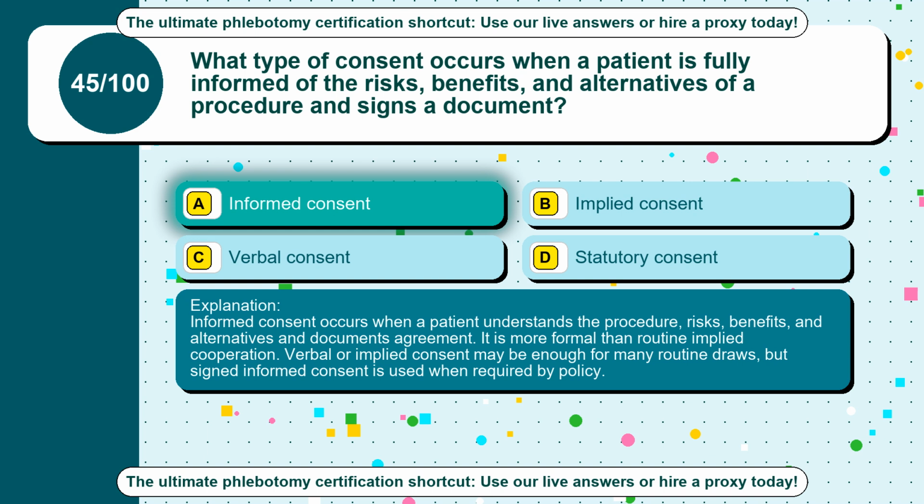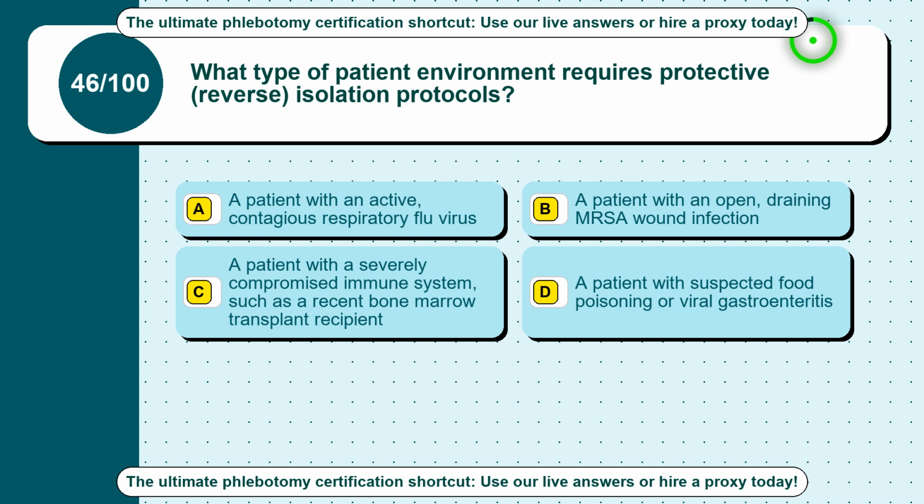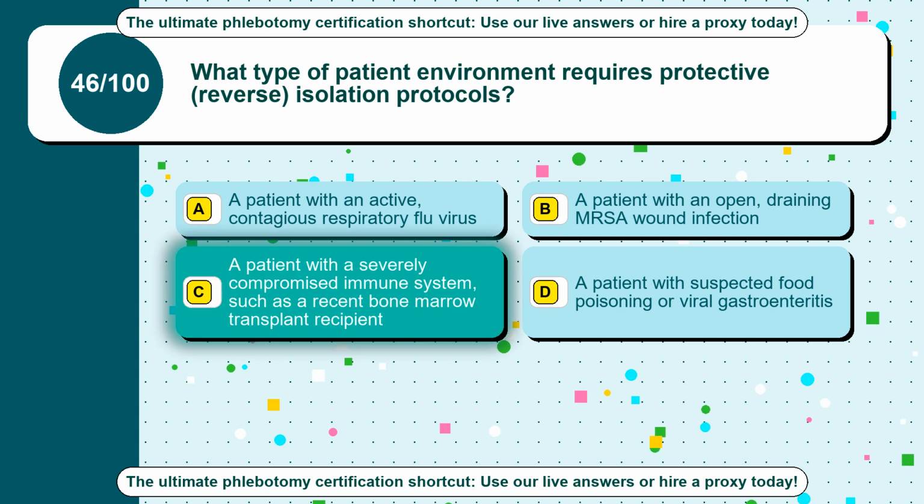Question 46. What type of patient environment requires protective, reverse isolation protocols? Option A, a patient with an active, contagious respiratory flu virus. Option B, a patient with an open, draining MRSA wound infection. Option C, a patient with a severely compromised immune system, such as a recent bone marrow transplant recipient. Option D, a patient with suspected food poisoning or viral gastroenteritis. The correct answer is option C.